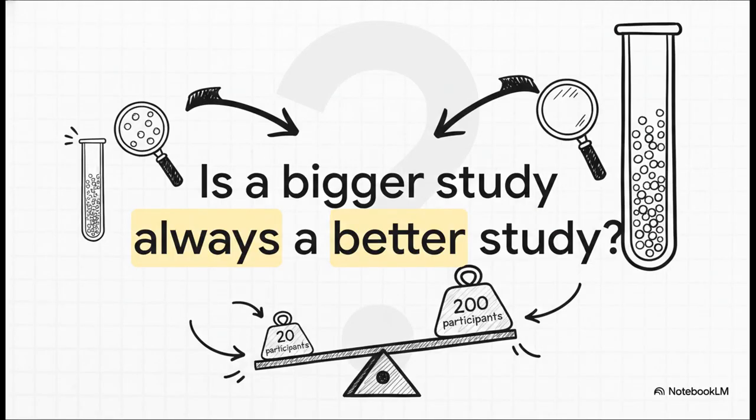Okay, so first up, let's just tackle a huge assumption. You see a study, right? One has 20 people, the other has 200. You probably think, well, the one with 200 is obviously better. I mean, it just feels intuitive, doesn't it? More data has to be better. But what if I told you that's not always true?